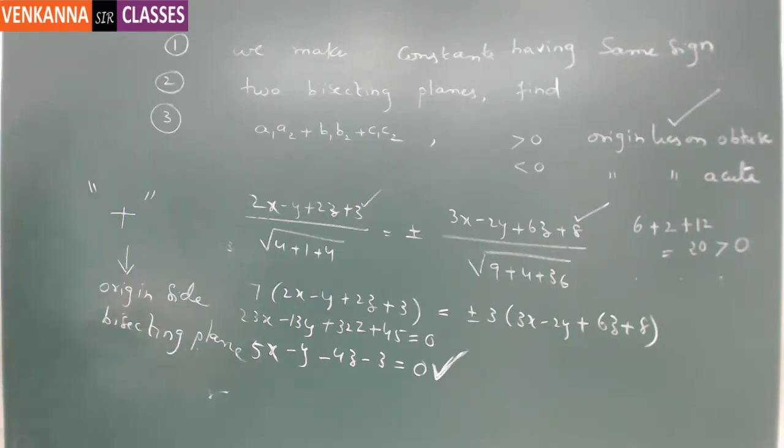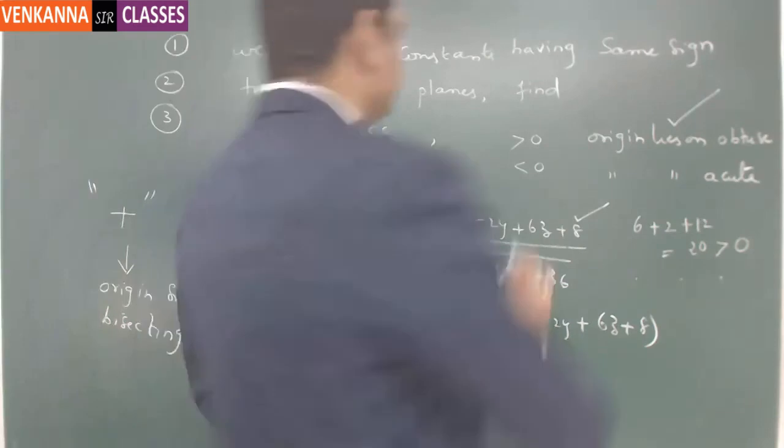That's it. So these two approaches, you can make use of any one of them. That is enough. Either the triangle method or this method. Both are convenient. So this is the maximum model you can expect on the bisecting planes. Now I am going to take the new concept, that is about pair of planes. Can I take now? Do you need any more problem on this?